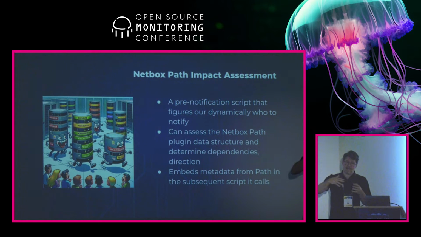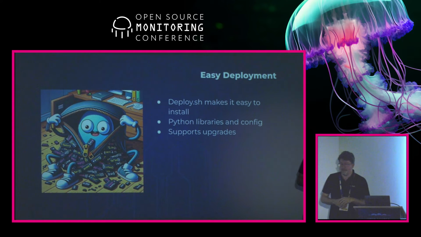So the API that comes with the plugin gives you directionality. So this machine is upstream of this other machine. All these machines form a line, and we can go from there.